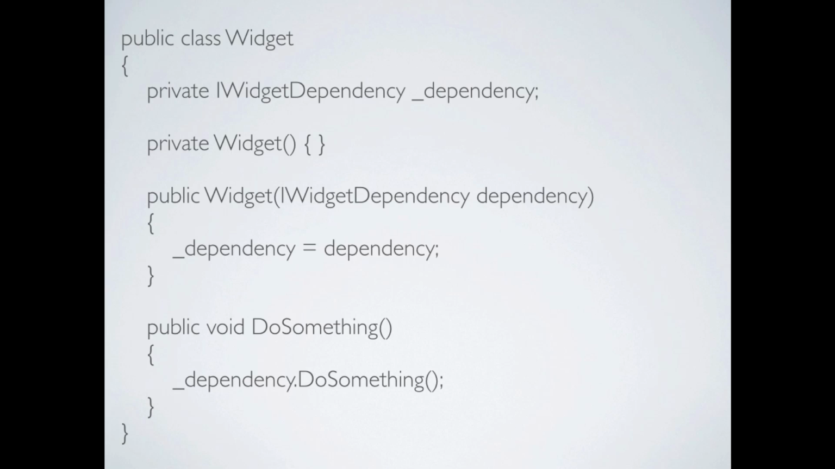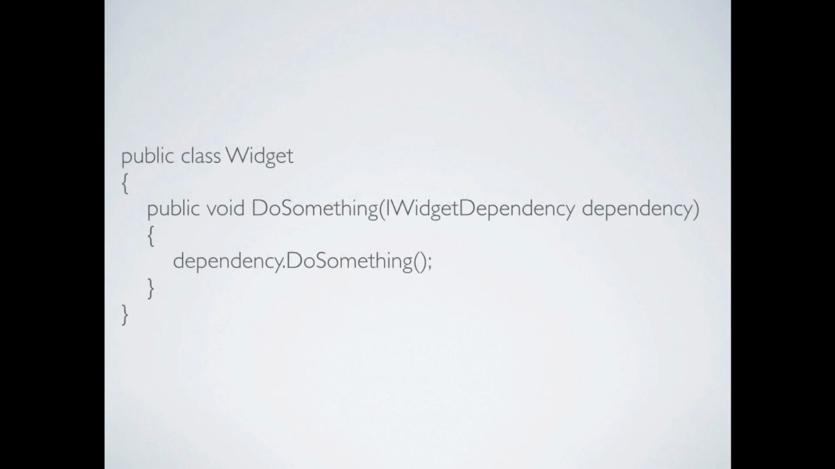We have this widget object, and it has this widget dependency, which as you can see is an interface. And it needs that dependency at the bottom in the doSomething method to do something. But instead of creating a new widget dependency object, you'll see that its only public constructor requires that someone provide it with a widget dependency object. So the widget object can do its thing as long as someone provides it with whatever dependency it needs.